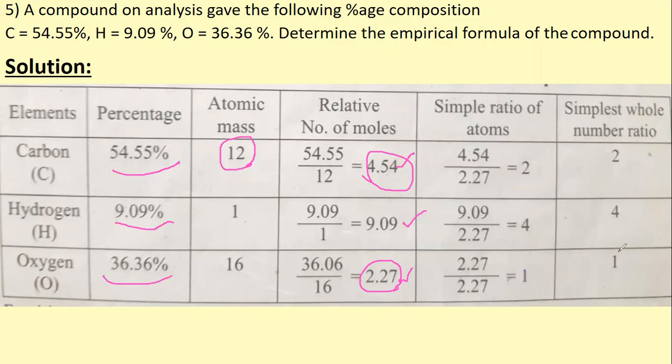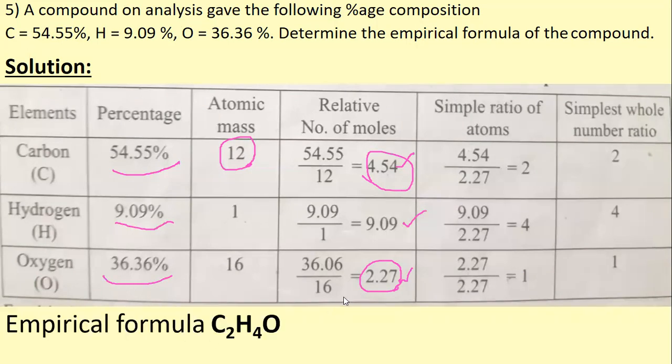Using this we have to find the empirical formula. So now the empirical formula is simply C2H4O, that is carbon is 2, hydrogen is 4, and oxygen is 1. C2H4O, that only I have written here.